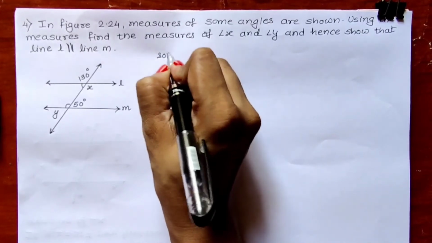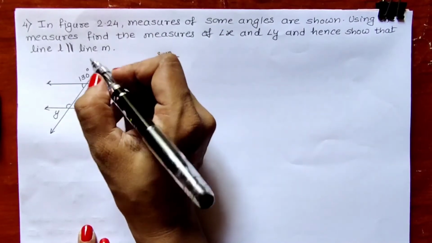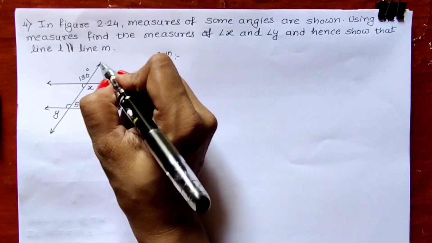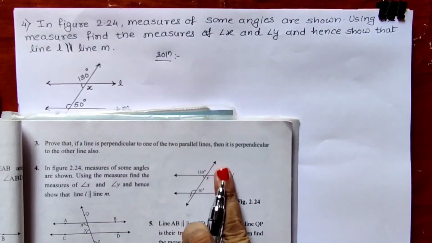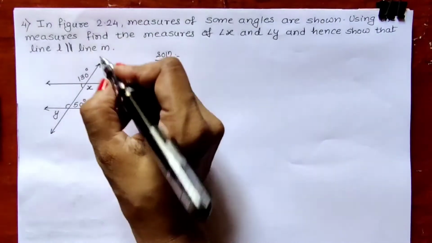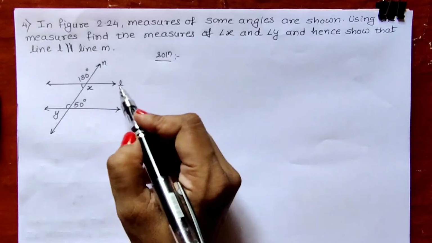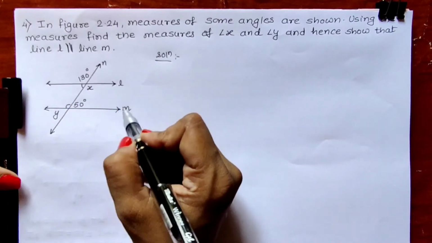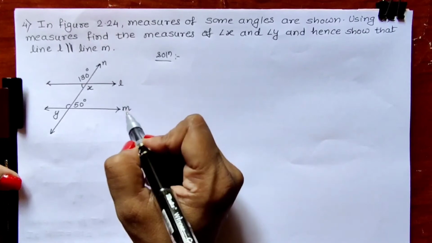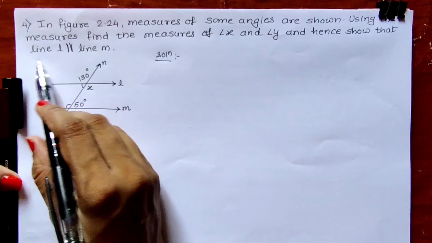In solution, how to start the solution? This is given to us. This can be seen here. This is a line. Name of line is not given here, so I will be writing line N here. Line N is the transversal of line L and M, that we can see. Though it is not given, we have to show that line L and line M are parallel to each other. That will be our last step.